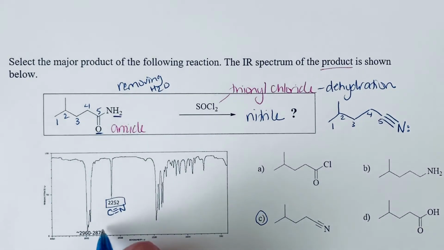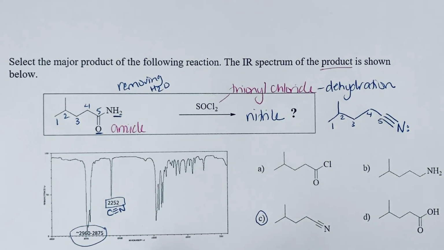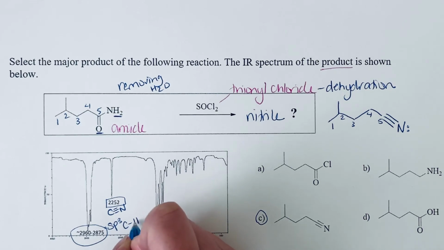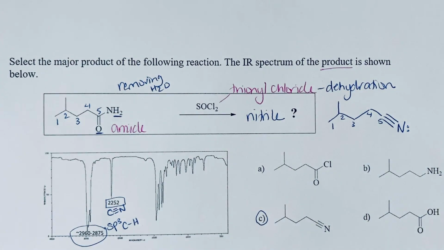And then our other set of peaks are in the range for bonds to hydrogen, and they are just below 3,000. So these are all of the sp3 carbon-hydrogen stretches of the alkane portion of the molecule.